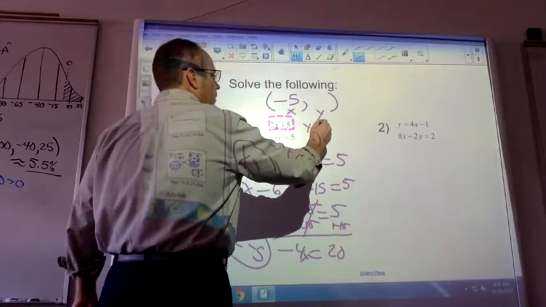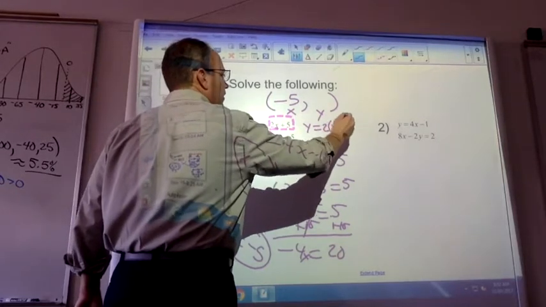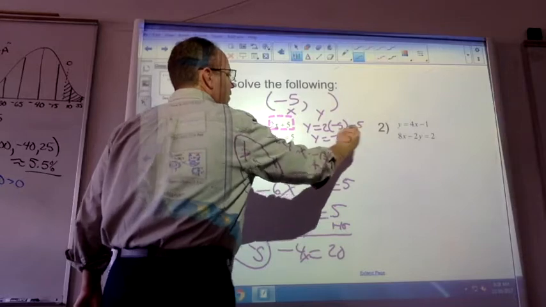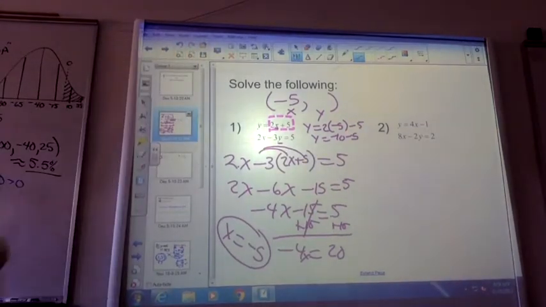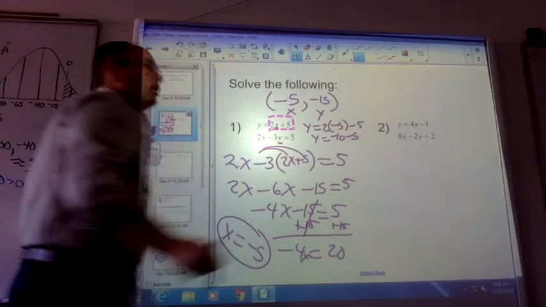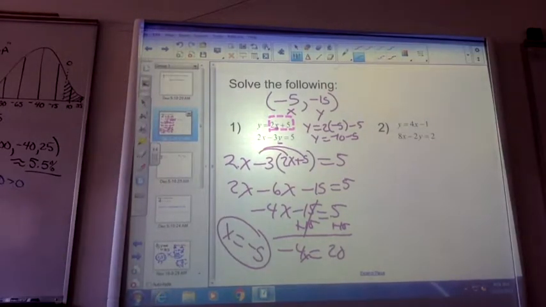So I get y equals 2 times negative 5 plus 5. Y equals negative 10 plus 5. Negative 10 minus 5. Something costs $10, something costs $5. How much do you owe? Negative 15. Good. So the solution to this problem is negative 5, negative 15. That seems similar to what we've been working on.